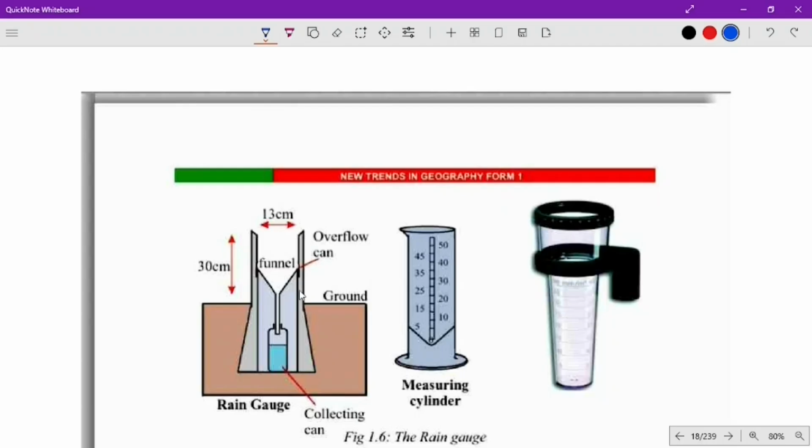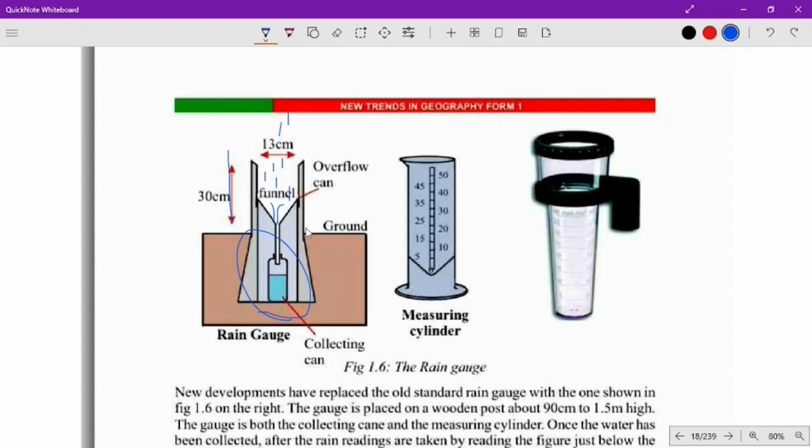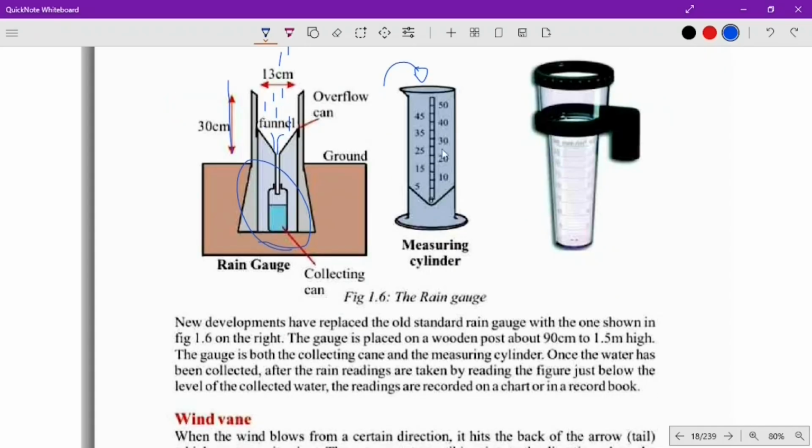So here is our rain gauge. It must be at least 10 centimeters from the ground. There is an overflow can, and then here is a 30 centimeter opening at the top and a funnel. Raindrops will come through this funnel and then they are directed into the collecting can. This one at the bottom here is our collecting can. After the rain, you take the collecting can, you pour the water into a measuring cylinder, and then you measure how many millimeters of rain you have received.